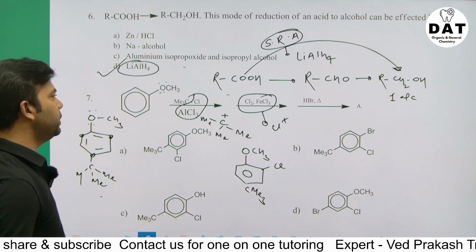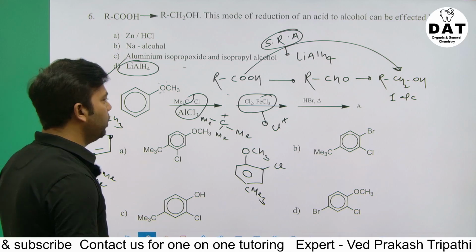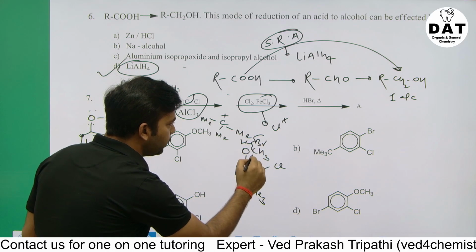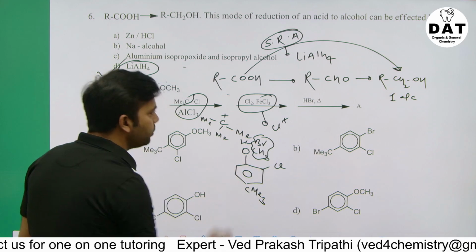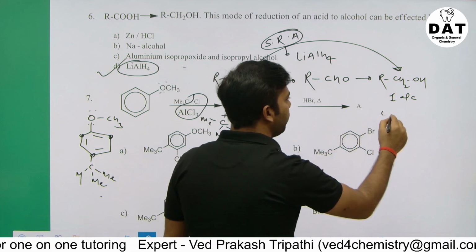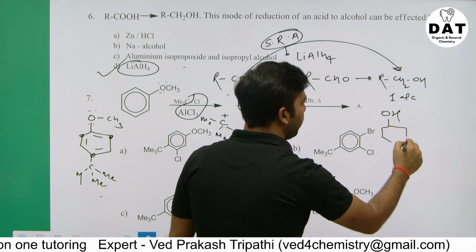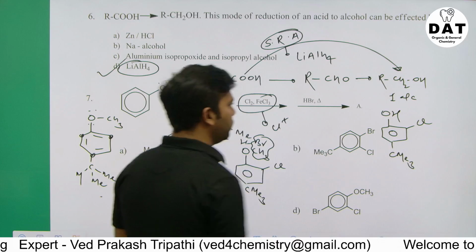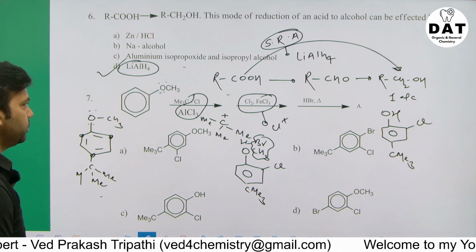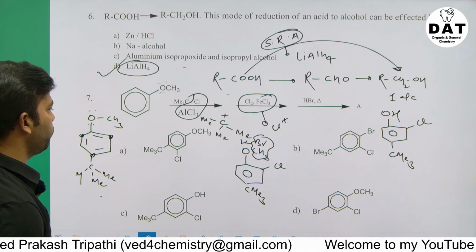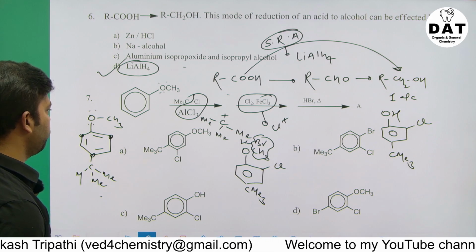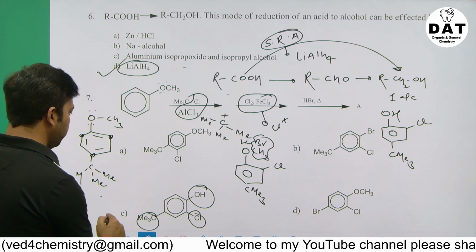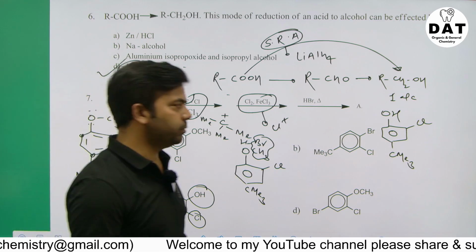And now the next one is HBr with heating, again the same one. You have to break HBr like this. CH3 goes with bromine, so CH3Br, and this O becomes OH. So in the last you have OH, and here you have CMe3, and here you have chlorine. Let me check the answer. Yes, OH, Cl, CMe3. So C is absolutely right.